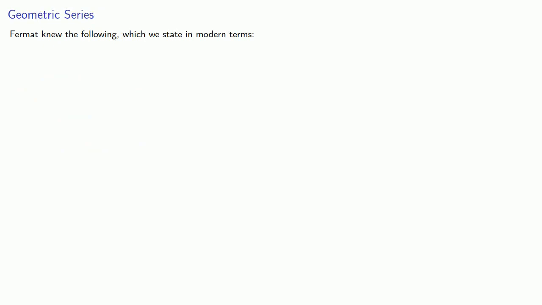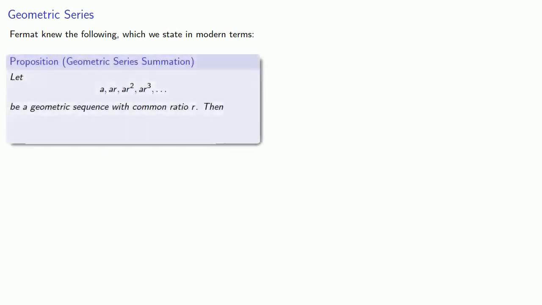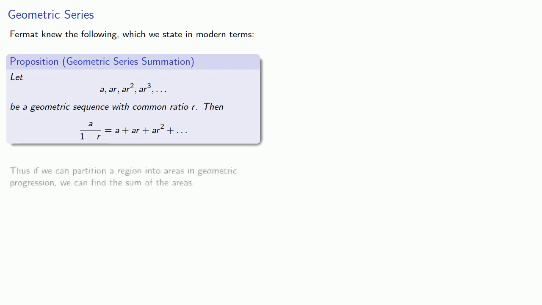Fermat knew the following, which we state in modern terms. Let A, AR, AR squared, AR cubed, and so on be a geometric sequence with common ratio R. Then A over 1 minus R is the sum of the infinite series. The important thing here is that if we can partition a region into areas in geometric progression, we can find the sum of all of the areas.